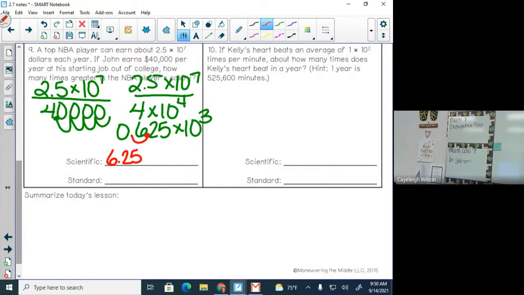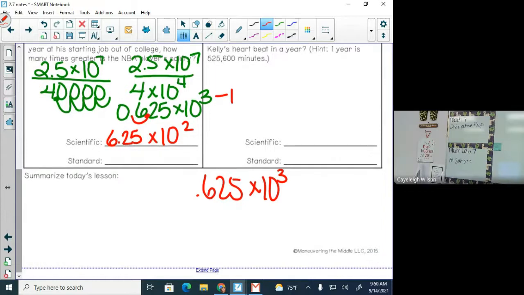Subtract 1. And the reason being, and you can check it this way, is if I have 0.625 times 10 to the 3rd, that's gonna move it 3 places to the right, to make it 625. But since that's not scientific notation, it has to be 6.25, so now I only need to move it 2 places to the right to make it 625. So it's 625 times more.